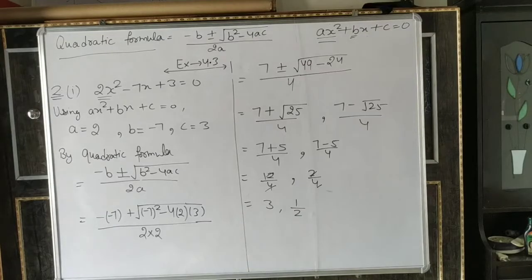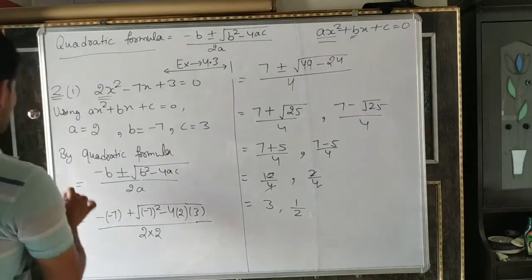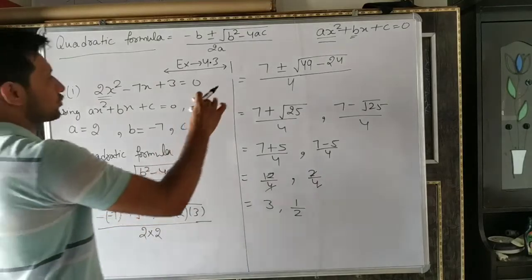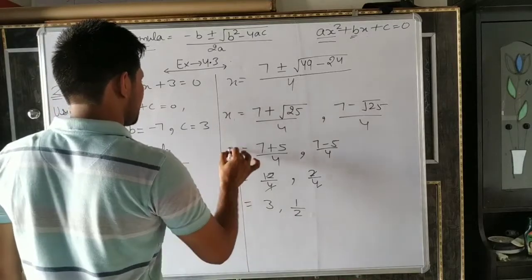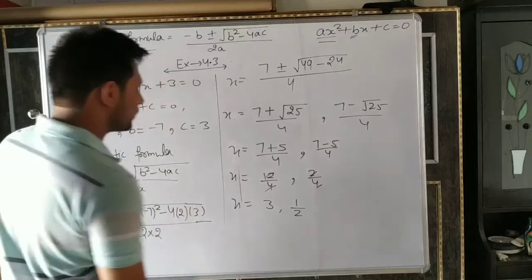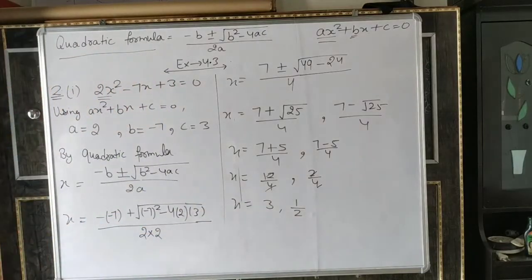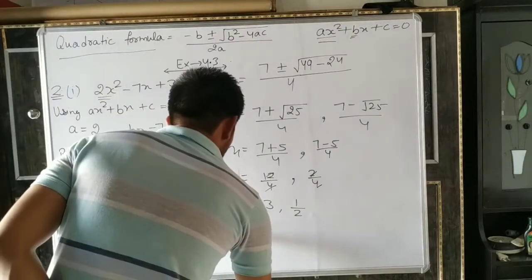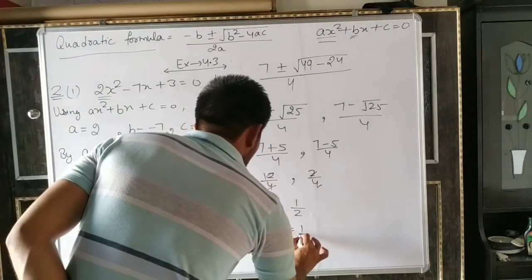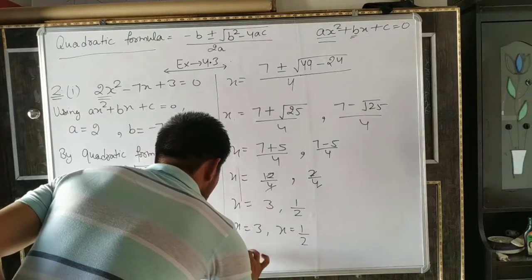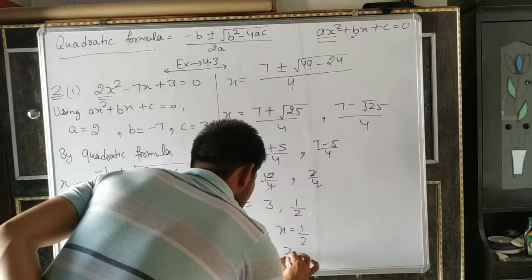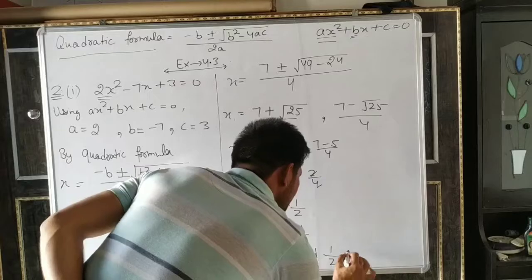Understand or not? So you can write x also. It is x equal to, these are the x values. So what are the roots? x equal to 3 and x equal to 1 upon 2. So you can write x equal to 3 and x equal to 1 by 2, both of the roots of the quadratic equation. So in the last line you can write: roots are 3 and 1 upon 2.